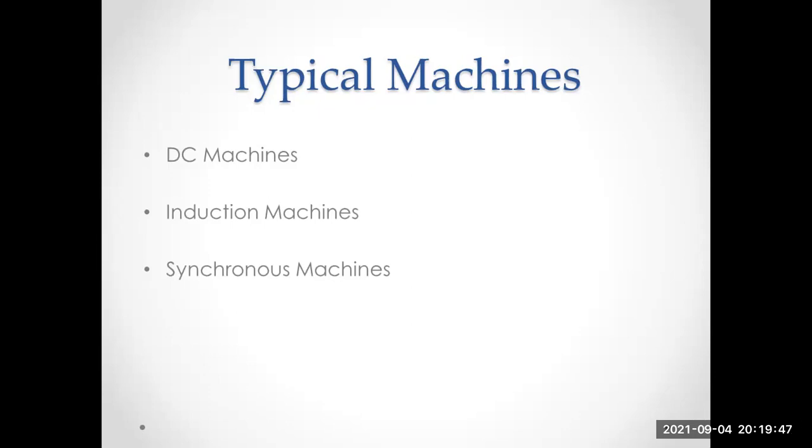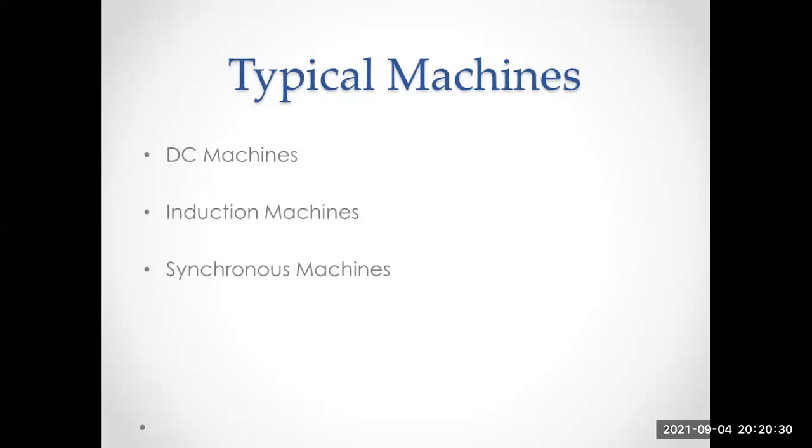In induction machines, we have two types: three-phase induction machines and single-phase induction machines. The three-phase induction machine you will study under the Electrical Machines Two subject, and the single-phase induction machines under the Electrical Machines Three subject. Now you have another machine, the synchronous machine, which is very much related to power generation. In most power plants, the machines we see are basically synchronous machines.